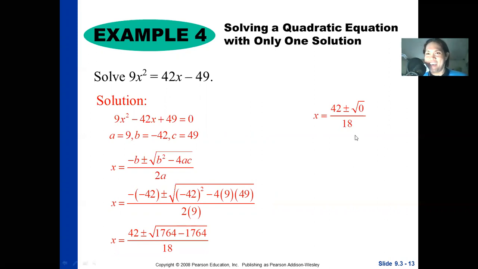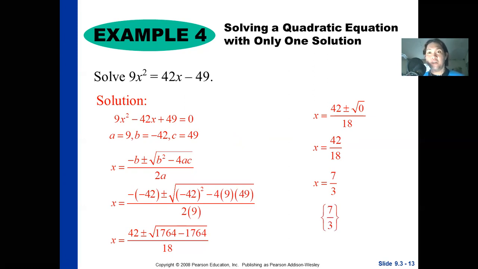Why? Okay. So 42 plus, of course, square root of 0 is 0. That's why we arrive with x equal to 42 over 18, and we simplify it. We got 7 over 3. Why 7 over 3? We write 42 over 18 in its simplest form. Again, 42 and 18 are divisible by 6. So 42 divided by 6 is 7, and 18 divided by 6 is 3. That's why our final answer is 7 over 3.